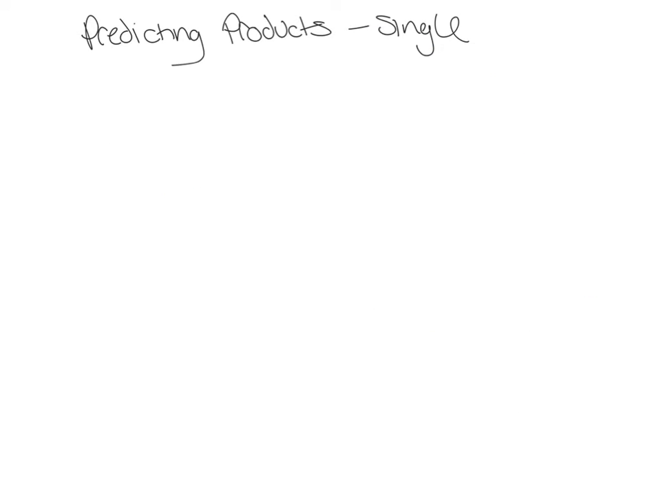Predicting products. You guys have been doing really, really well at this. Here's a quick review for you. First thing you need to remember is that single replacement, you look at table J. You do not look at table F. You only look at table J. Table J predicts if it happens.